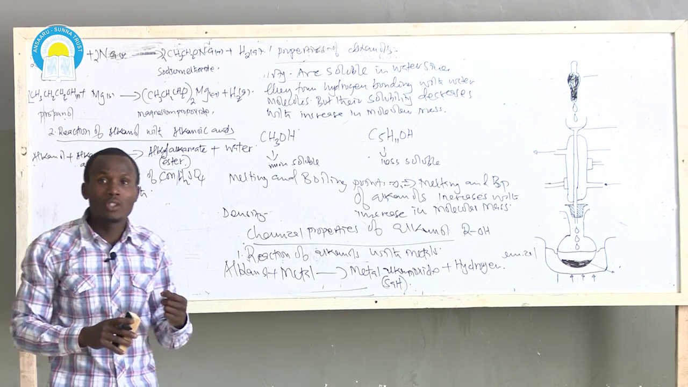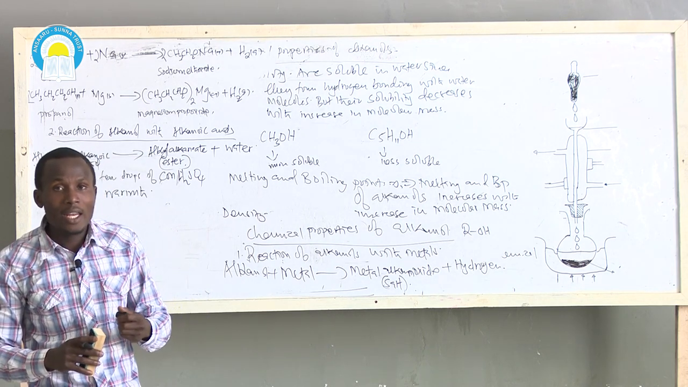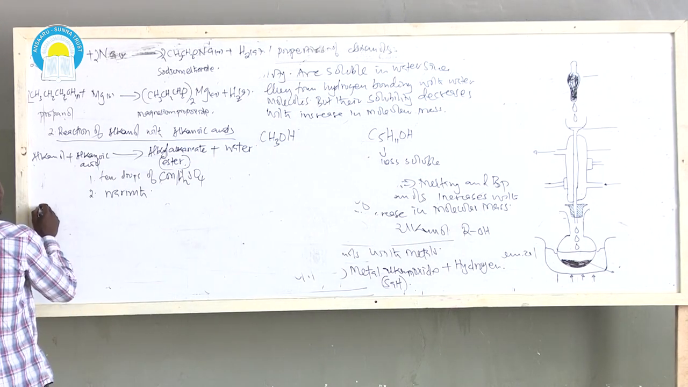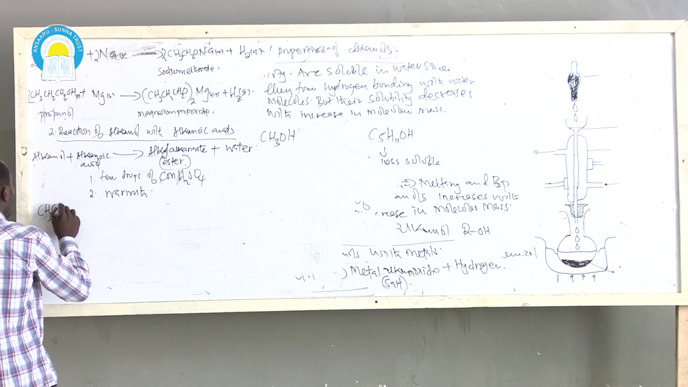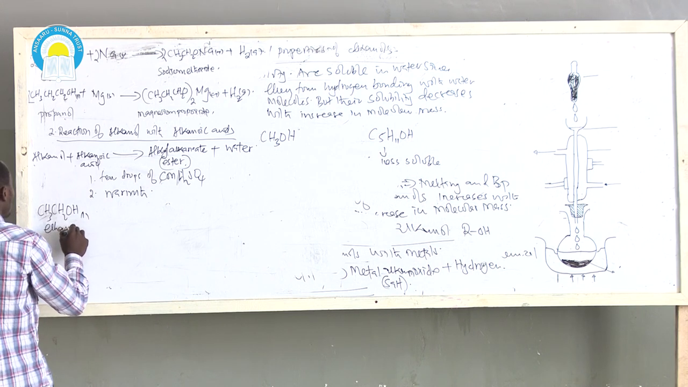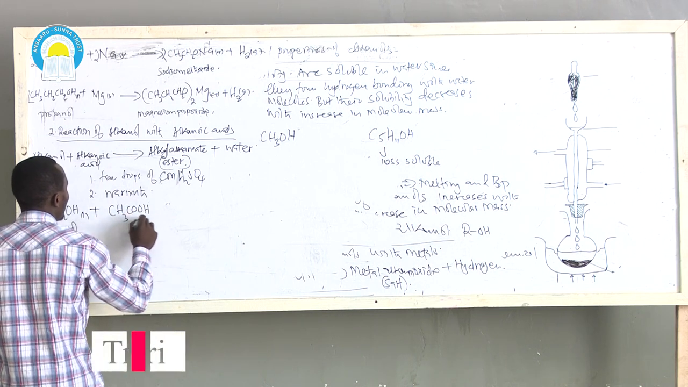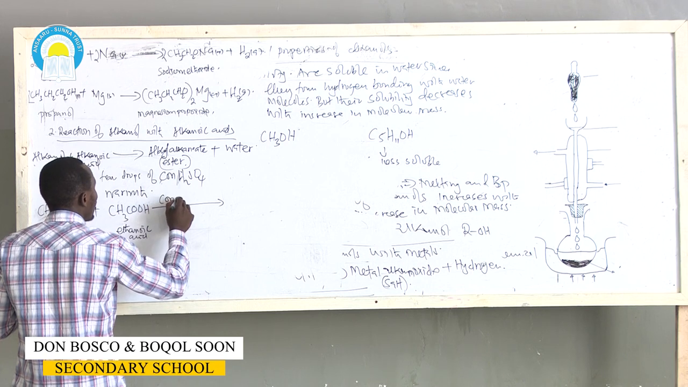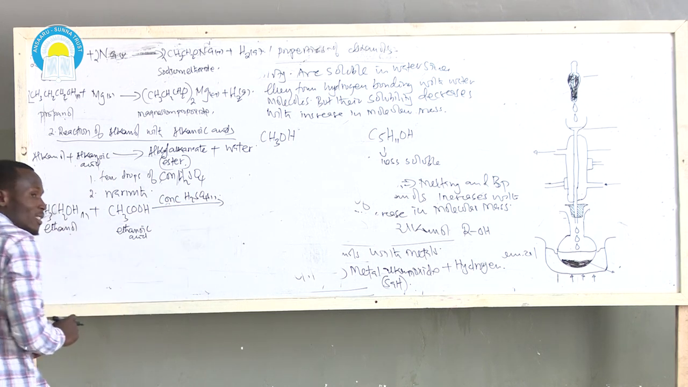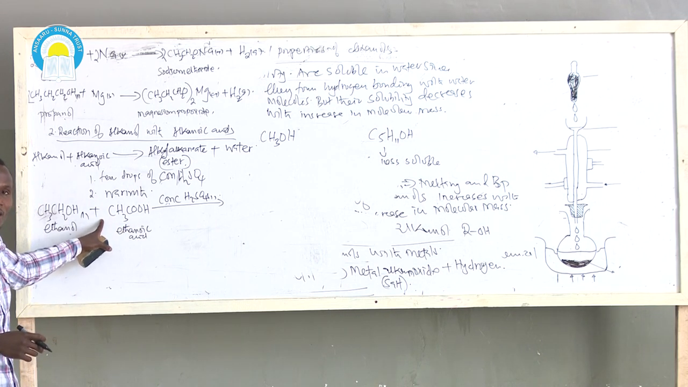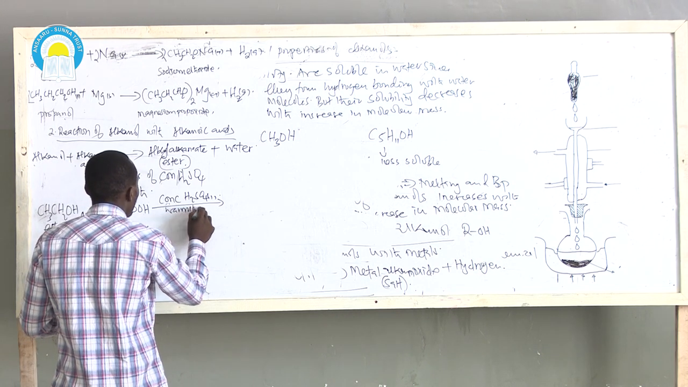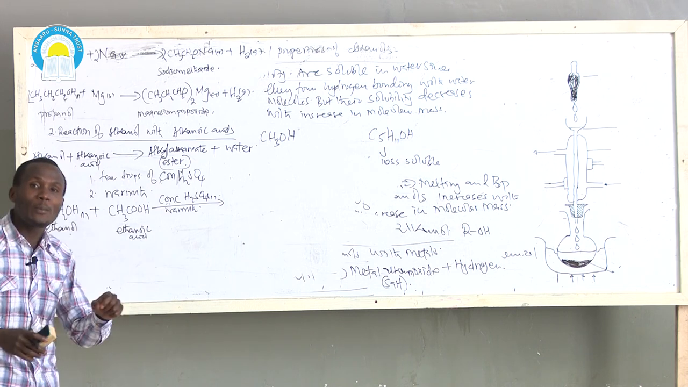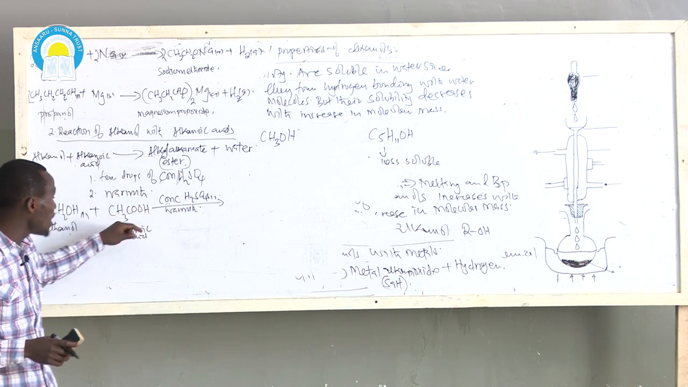For example, if we carry out a reaction between ethanol and ethanoic acid, the equation of the reaction is CH3CH2OH, a liquid, this is ethanol, plus CH3COOH, this is ethanoic acid, in the presence of concentrated sulfuric acid, which acts as a catalyst during that reaction. And we have some warmth, so we need to carry out warming. Even in the absence of concentrated sulfuric acid, the reaction will still occur, but at a slower rate. So we add it to speed up the rate of this reaction.